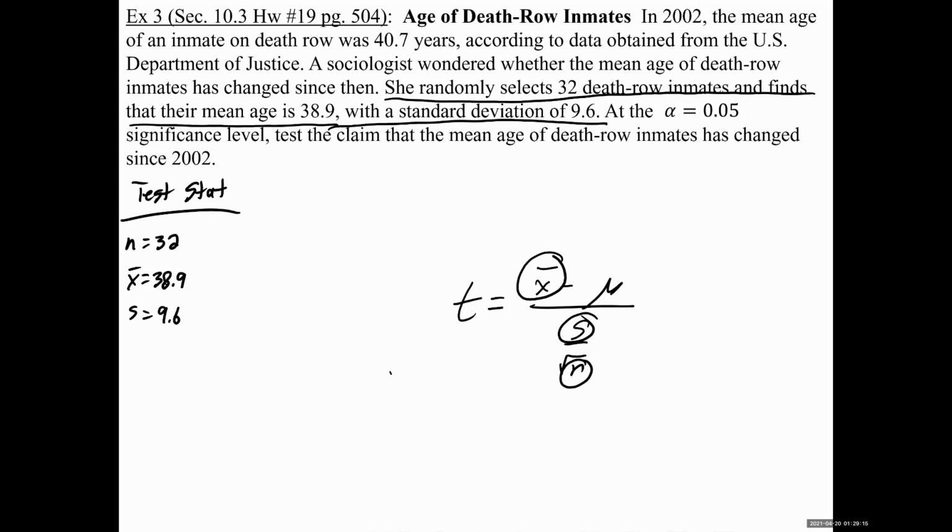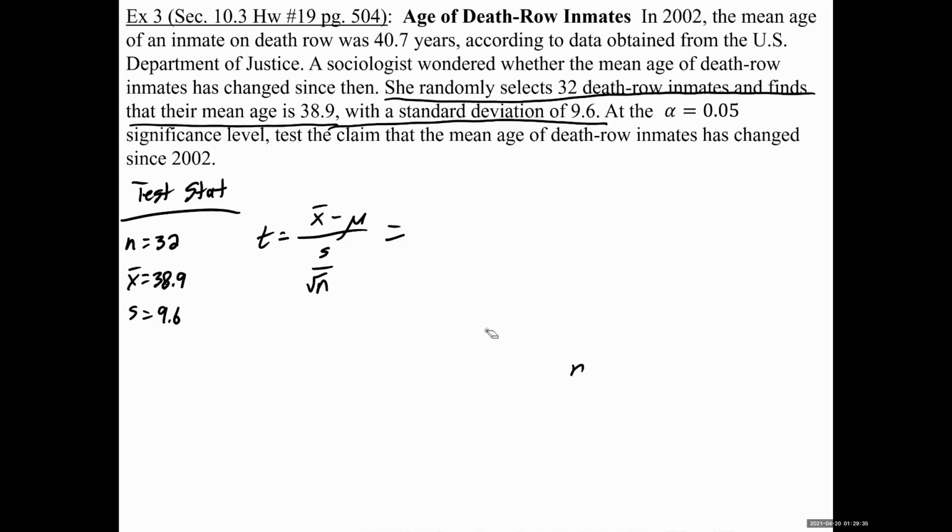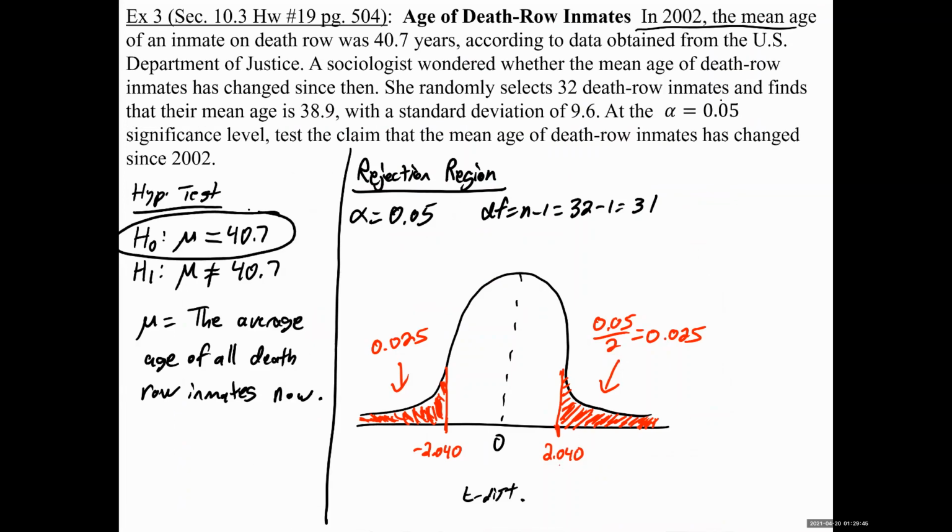In some problems, they give you data and you have to calculate those. But anyway, in this problem, they've calculated it for you. So you just plug in to this test statistic formula. All right, so x bar is 38.9. Mu is the King's claim of mu. Let's go back to the King's claim. Here it is. He's saying mu is 40.7. So you can put 40.7 there.